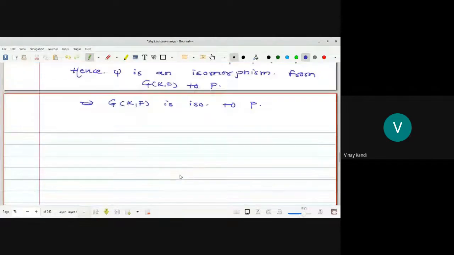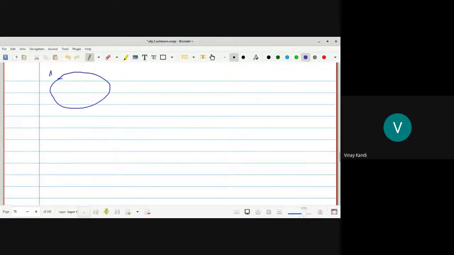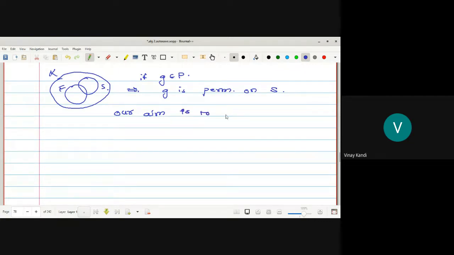This is the field K. This is F, and this one is S. Now, if G belongs to the set P, this implies G is a permutation on the set S. Now our aim is to say there exists a sigma belonging to G(K, F), an automorphism on K, such that psi of sigma is equal to G. This we have to prove.